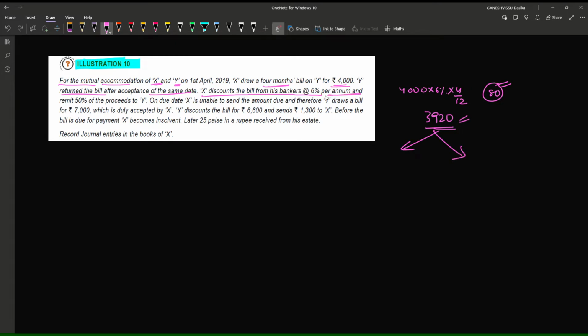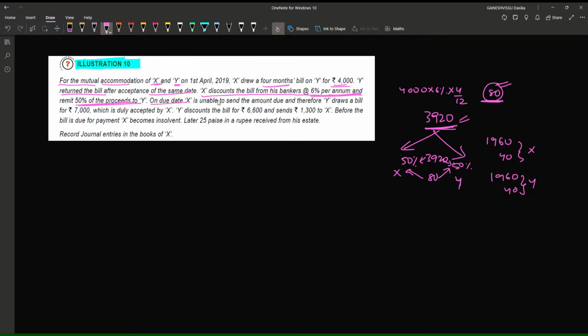6% per annum interest is there, and X remits 50% of the proceeds to Y. 50% is X's share, and he has transferred the remaining 50% to Y. Not only this, the 80 rupees discount taken by the bank should be borne by both the parties equally. So 3920 is received by both the parties in 50-50 ratio, so 1960 plus 40 to X, and 1960 and 40 to Y.